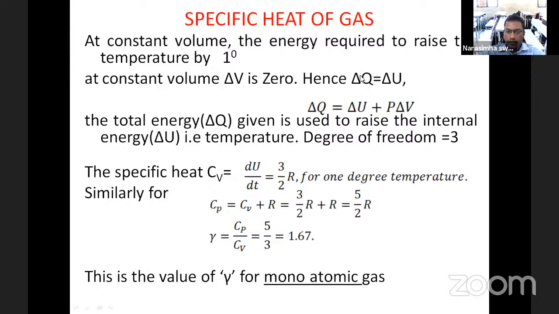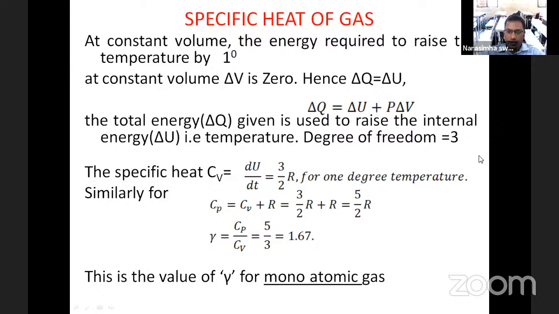Hence, the energy delta Q is nothing but delta U. So delta Q is equal to delta U plus P delta V. Here delta V is kept constant, so this term becomes 0. Then delta Q is equal to delta U. The total energy delta Q is used to raise the internal energy and the temperature.